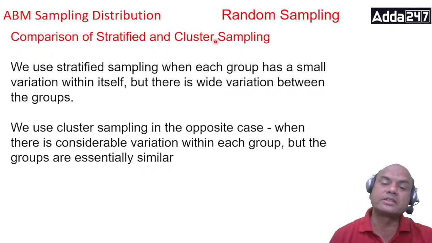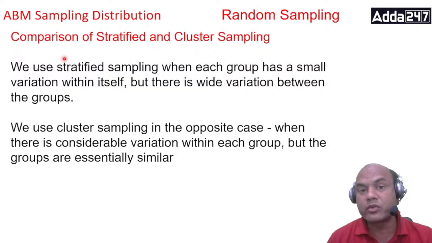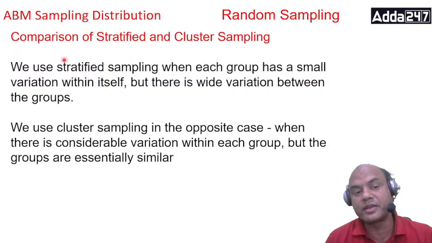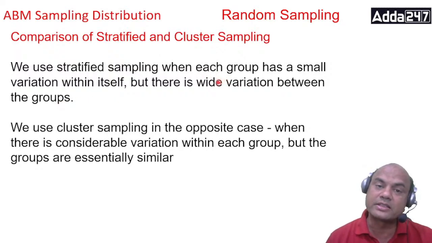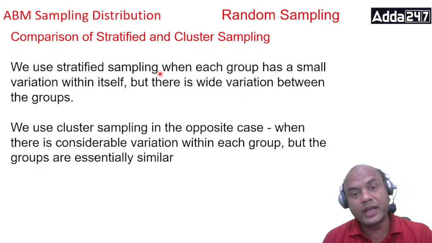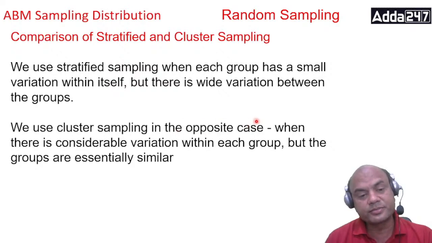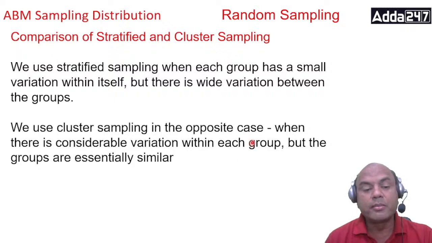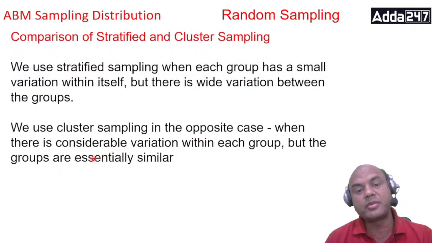Comparison of stratified and cluster. Already I have given you. We use stratified sampling when each group has a small variation within itself, like 40 to 50%, 50 to 60, 60 to 70, but there is a wide variation between the groups: 40 to 50 thinking differently than 80 to 90. We use cluster sampling in the opposite case. When there is considerable variation within the group, like Goa, MP, UP, but the groups are essentially similar. It means in Goa also I have 80 to 90%, in UP also, in Tamil Nadu also, everywhere.